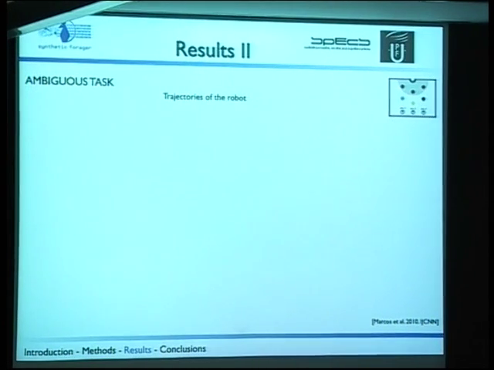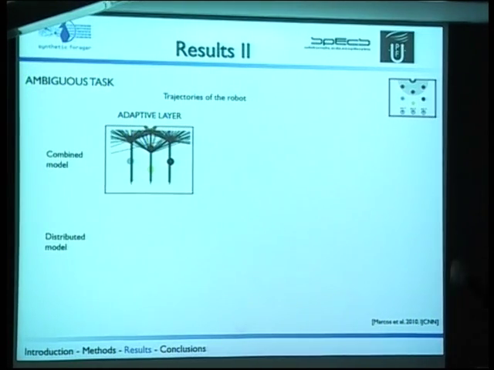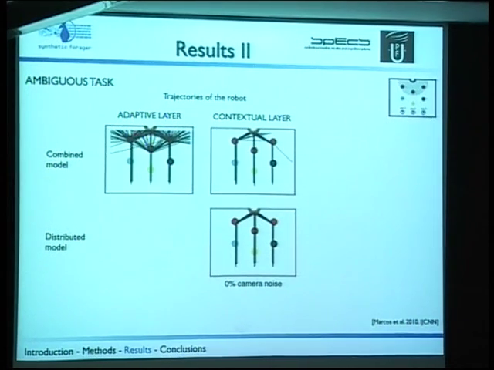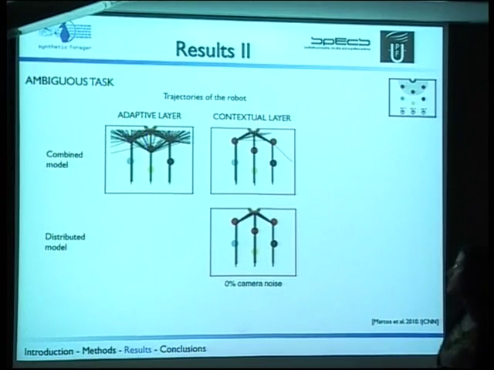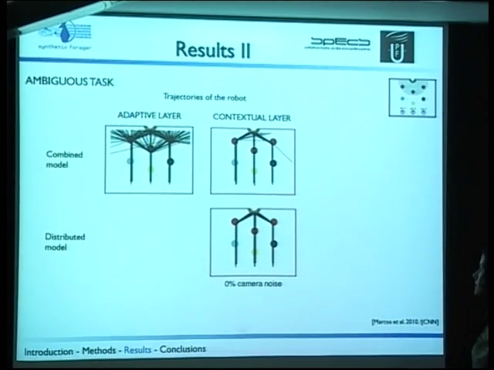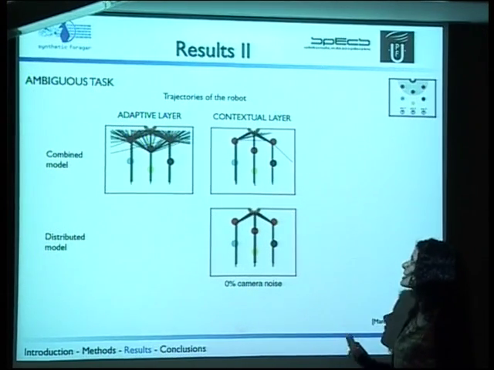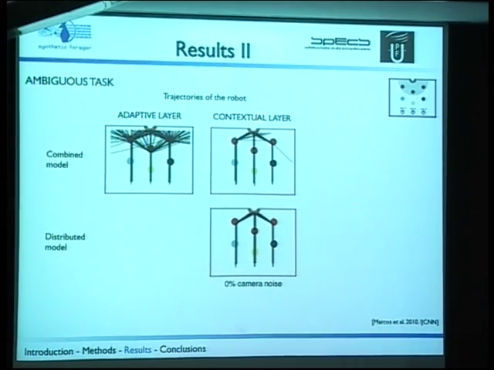In the case of the ambiguous task, we can see also here the environment. We saw that, as expected, the adaptive layer cannot really have a high performance. And in both cases, this would be the trajectory of the robot. And at the contextual layer level, we see also when there is no noise in the camera, the robot can very accurately, more in the case of the distributed model, but in both cases with a high probability, reach the target.